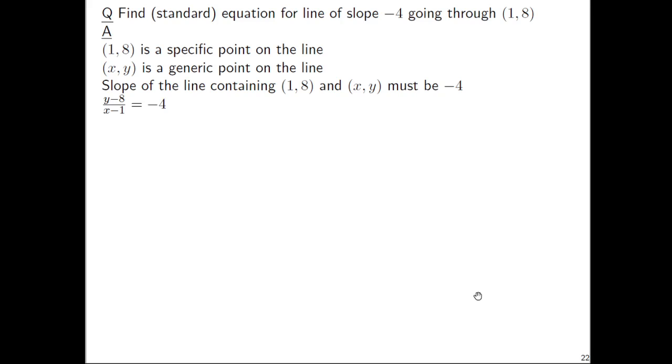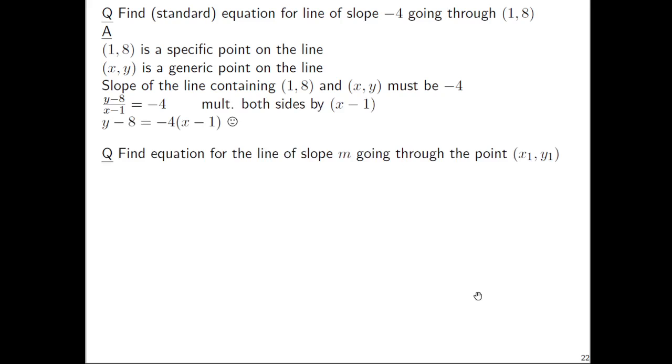Okay, this technically works as an equation for the line, but a more typical format is to multiply both sides by the denominator. So multiply both sides by x minus 1, and you're going to get y minus 8 is equal to negative 4 times the quantity x minus 1. So let's apply the same process. Here we were given the number negative 4 for the slope. We were given the number 1 and the number 8 as the x and y coordinates for the point.